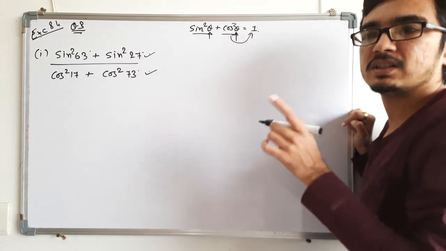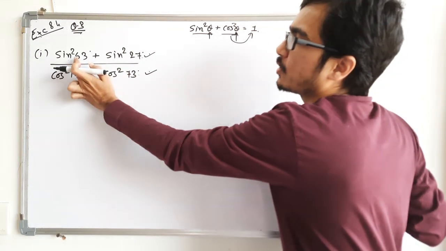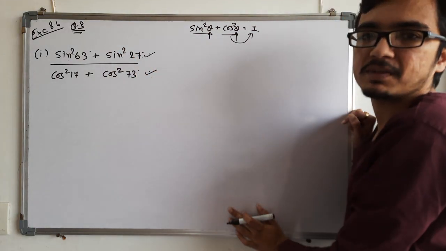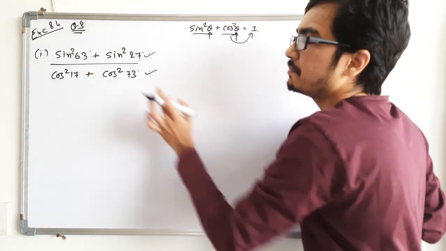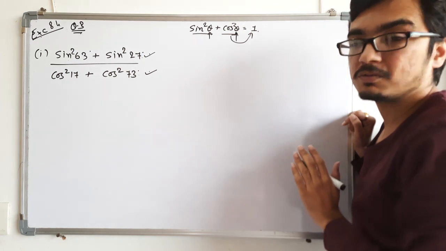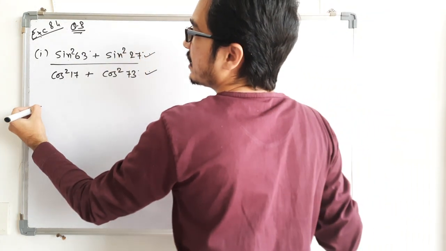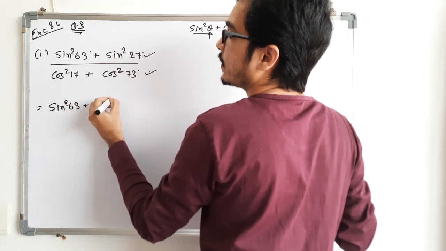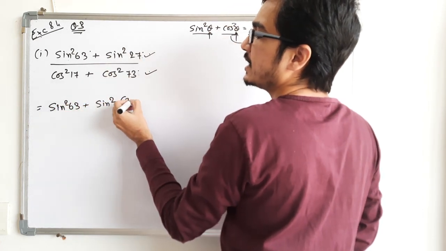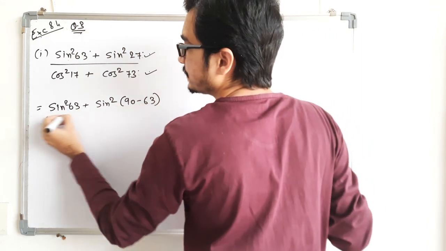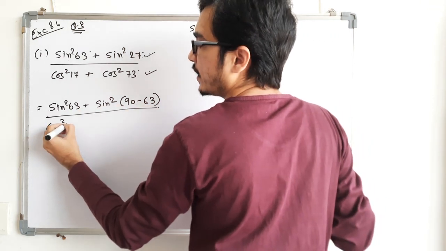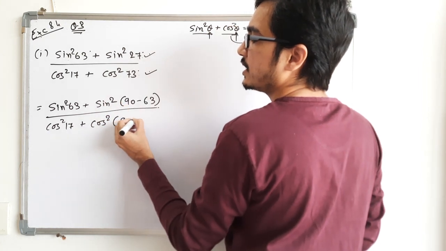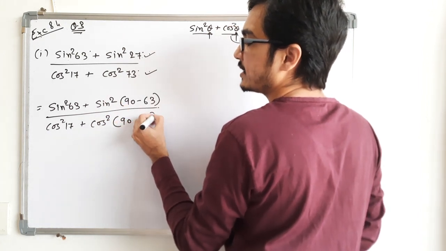As I told in that lecture, a combination of angles will be given to you. You can see 63 plus 27 will be equals to 90. 17 plus 73 is also equals to 90. So let this be converted. So sine square 63 will be as it is. Sine square 27 can be represented as 90 minus 63. Cos square 73 can be represented as 90 minus 17.